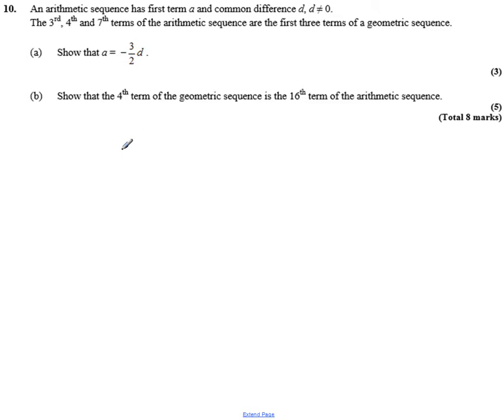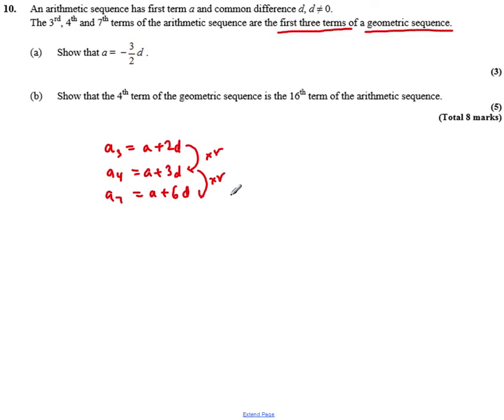So over here, we're told something about the third, fourth, and seventh terms of an arithmetic sequence. The third term is a plus 2d. The fourth term is a plus 3d. And the seventh term is a plus 6d. And we're told that these are the first three terms of a geometric sequence, which means to get from here to here, I've multiplied by a certain ratio, and to get from here to here, I've multiplied by the same ratio. Now, remember that the ratio of two terms also means one term divided by the previous one.